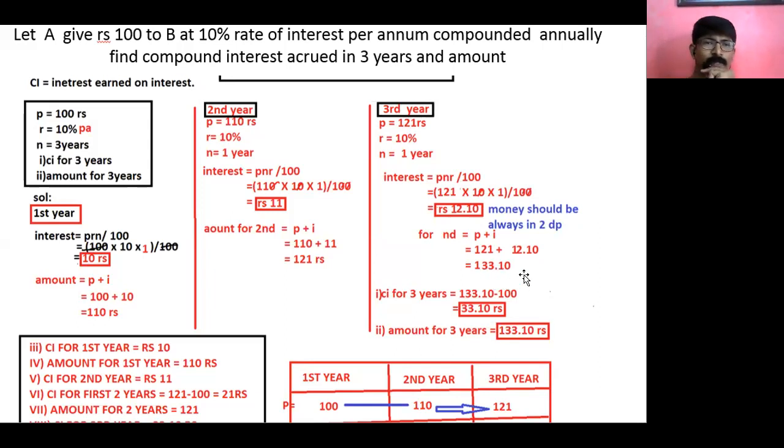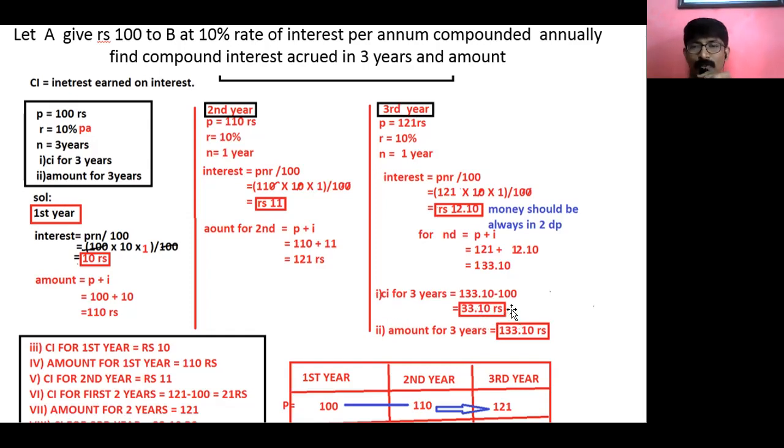So, what is our basic question? The basic question was CI for 3 years. So, how to calculate CI for 3 years? There are two methods. One is final amount minus original principal. So the final amount is 133.10 minus 100. 133.10 minus 100, you're going to get 33.10. That is CI for 3 years.